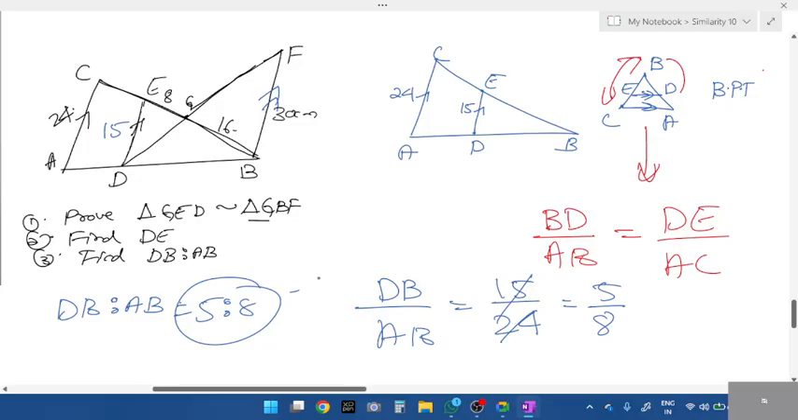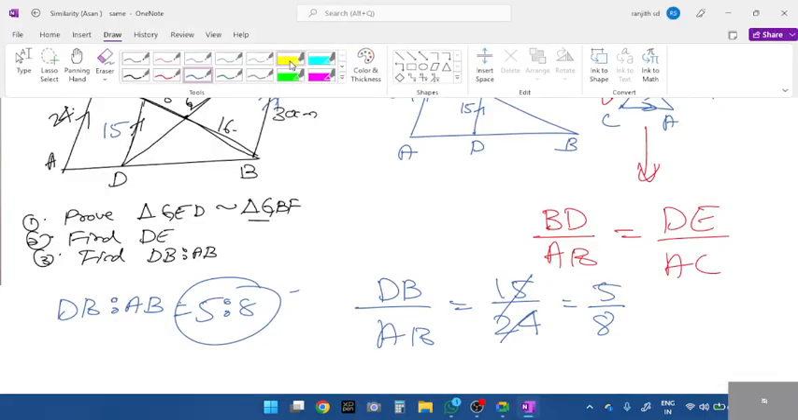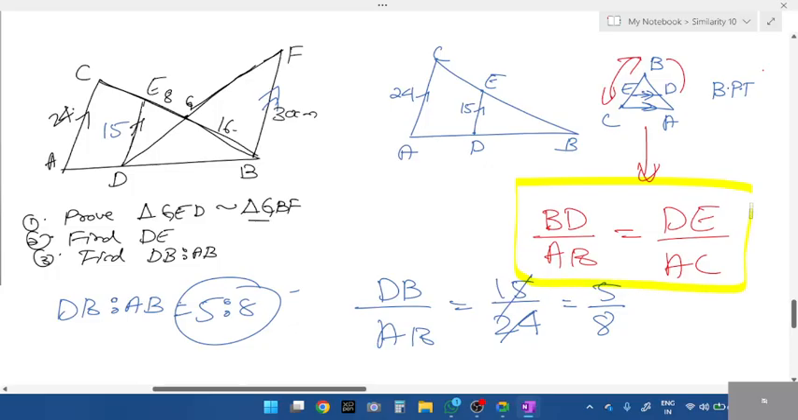Parallel line is given. Use parallel line concept. Whenever we solve parallel line, students, in one triangle, if there are two parallel lines, we use the full ratio like this formula. Is it clear? All of you understood? Any doubts?